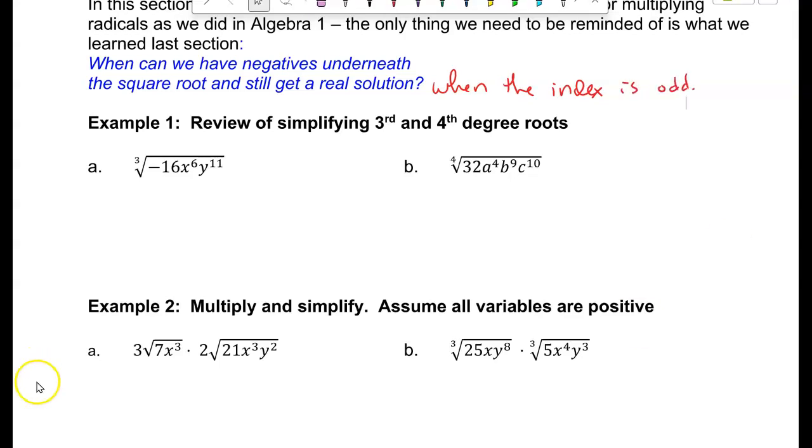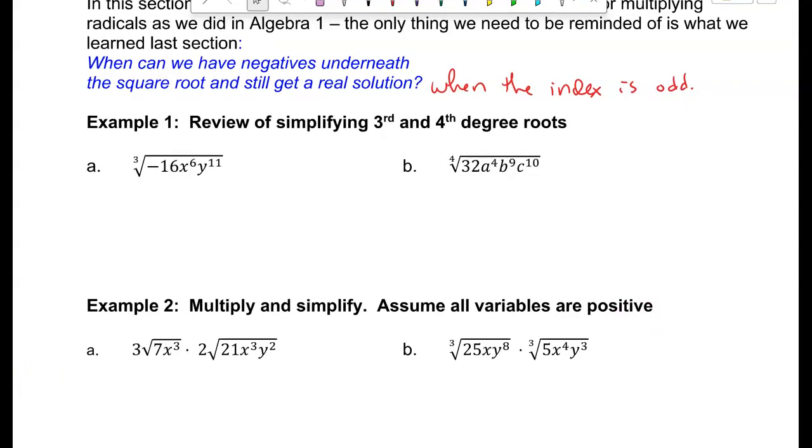Let's do a quick review of this and see if we can do it really, really quickly. All right, 3rd degree and 4th degree roots. Guys, remember, I'm looking for values to be able to do this quickly. I do this as a combination package of both using the prime factorization and using the idea of what our indexes work with.